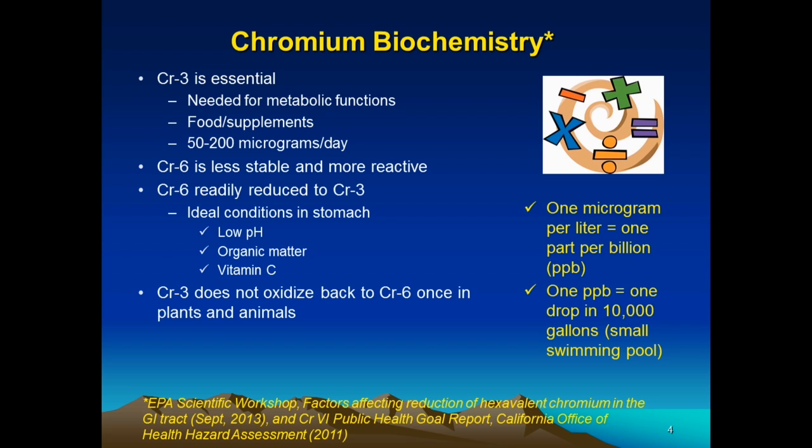Vitamin C, another excellent reducer. Infant formula has to have vitamin C in it. Vitamin C is a great reducer, reduces any chromium-6 to chromium-3 within seconds. Organic matter is another. It doesn't have to be a low pH environment, but if there's food present, you're going to have those types of compounds that will reduce chromium-6 to chromium-3. Once in the body, they've done studies, plants and animals, once it's converted from chromium-6 to chromium-3, it won't convert back to chromium-6. So that's important in how they evaluate this compound.